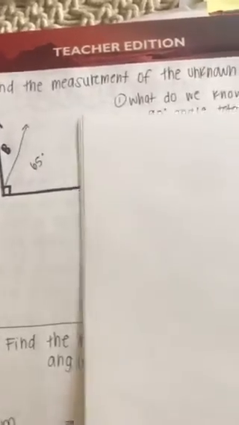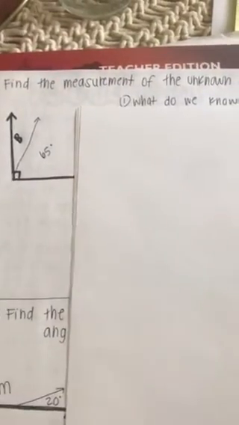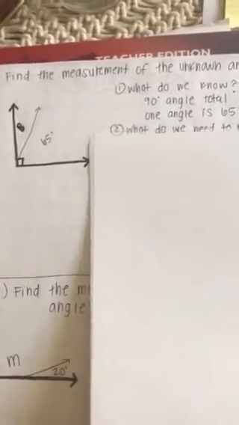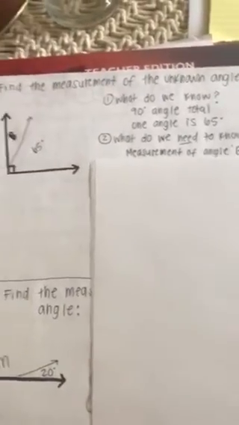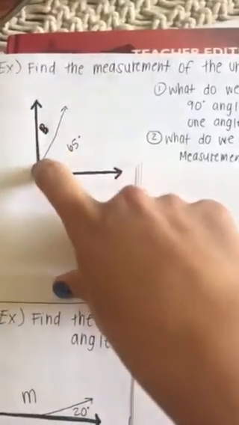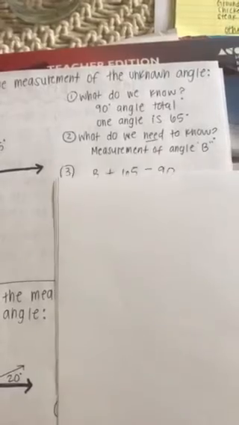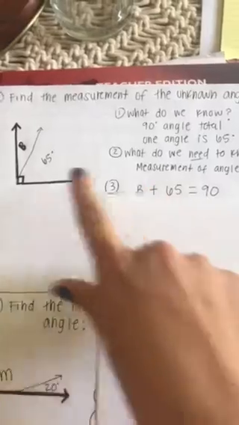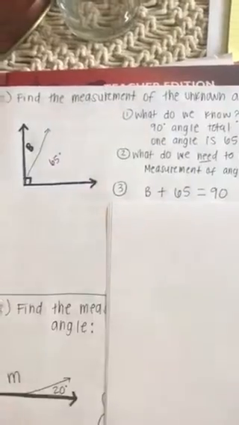So what do we know from this? We know that it's 90 degrees in total. And we know that one of the angles is 65 degrees. But what do we still need to know? We still need to know the measurement of angle B. We don't know how much this B is worth yet. So when we write an equation, we're going to write B, because we don't know it yet, plus 65 equals 90, because this whole thing will be worth 90.